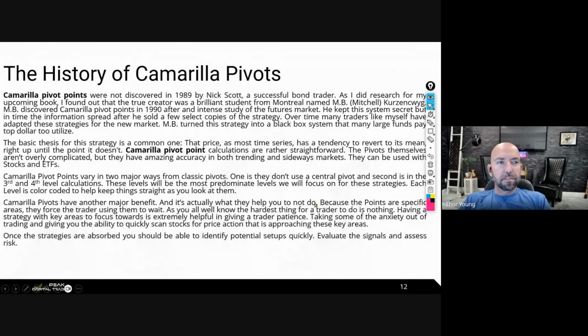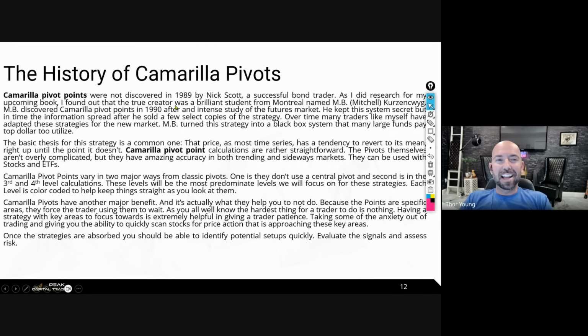Well, Nick Scott, for instance, did not actually invent Camarilla pivots. So that would be one of the most interesting things. Camarilla pivots were actually invented in the late 80s, not by Nick Scott, by someone named M.B. Kurtzentwig, who is a Canadian economics student who actually did an intensive study of the markets and then created this equation based on what that participation was.